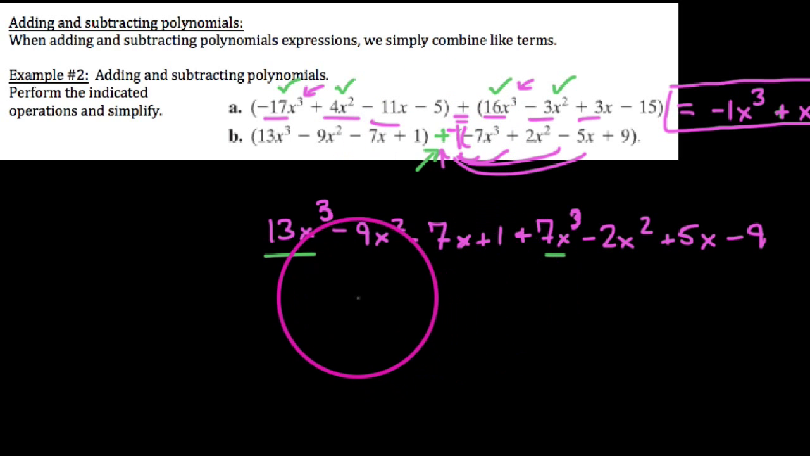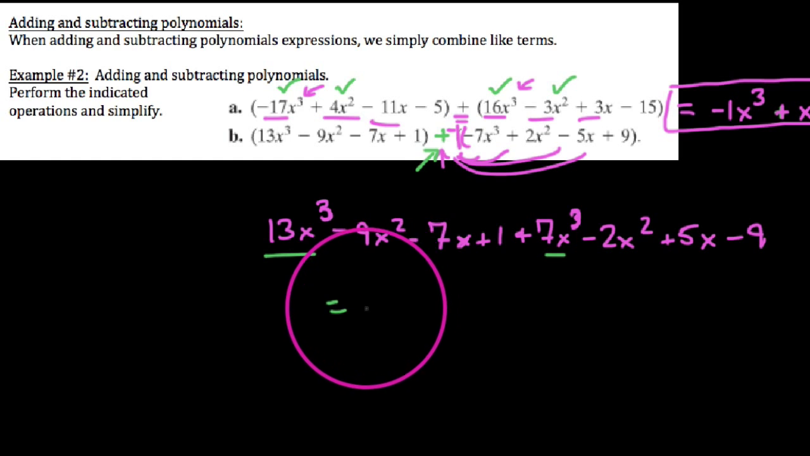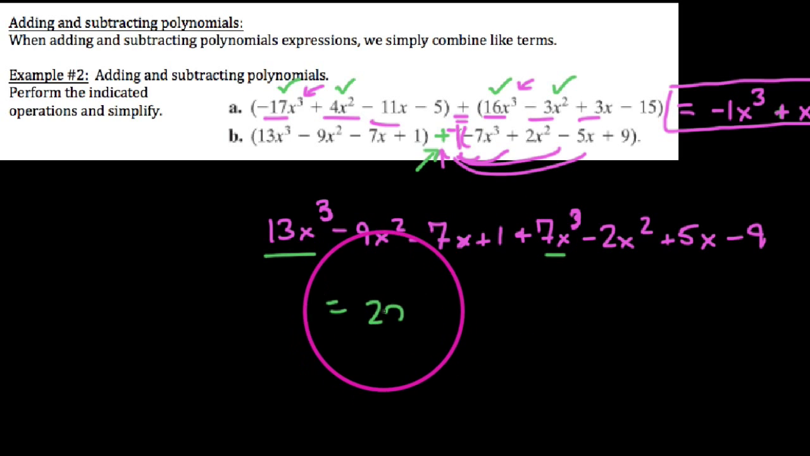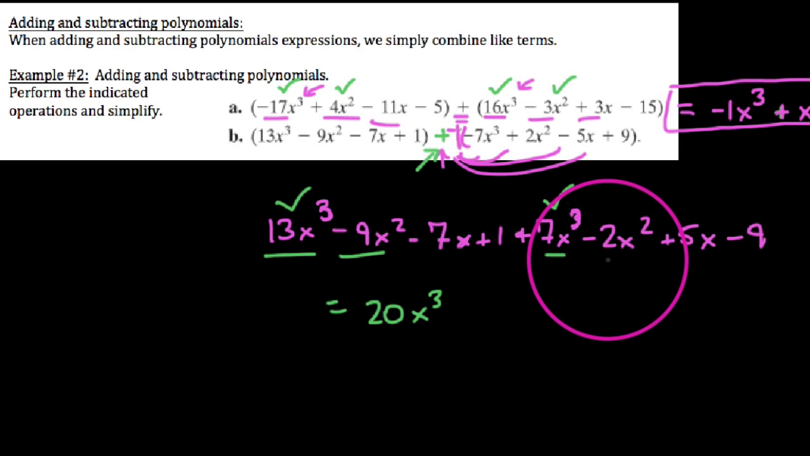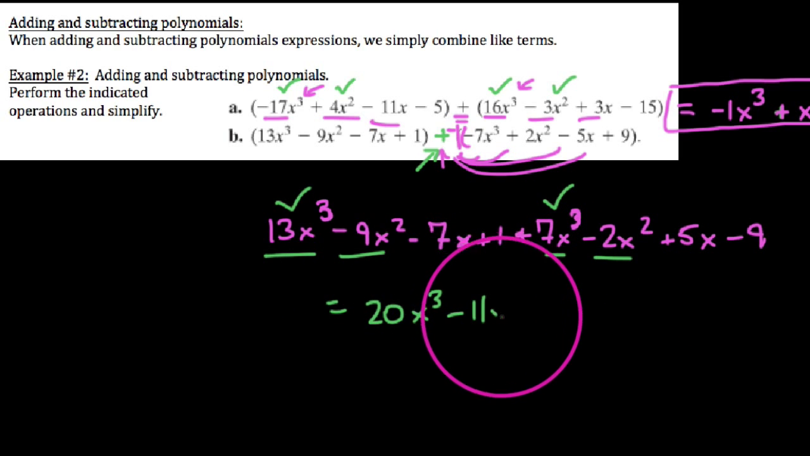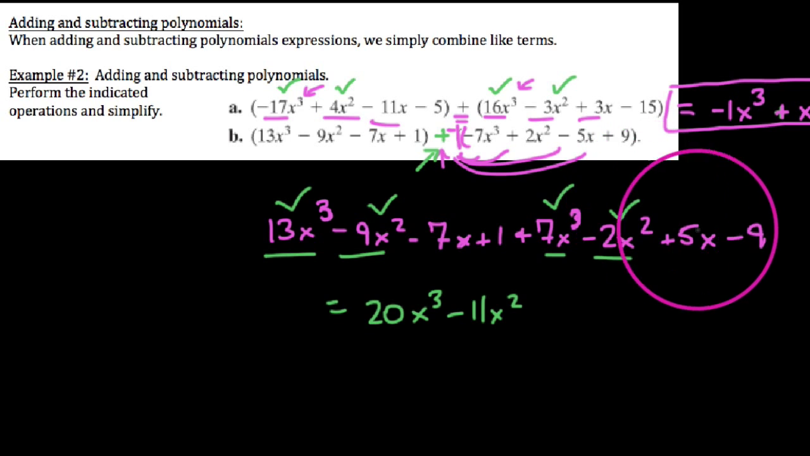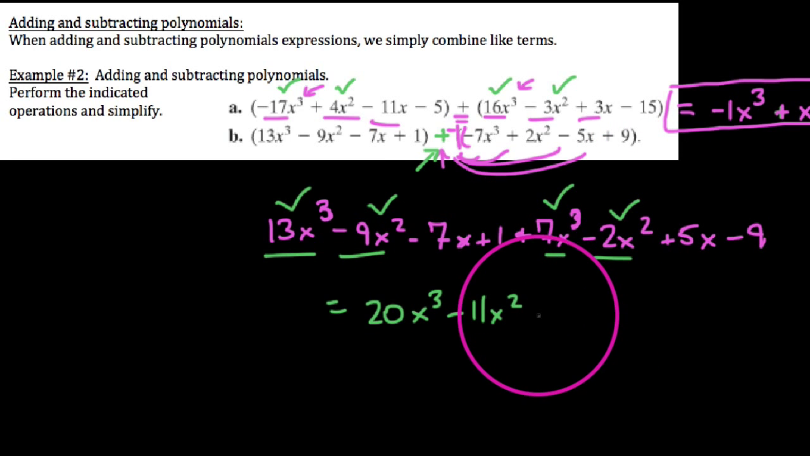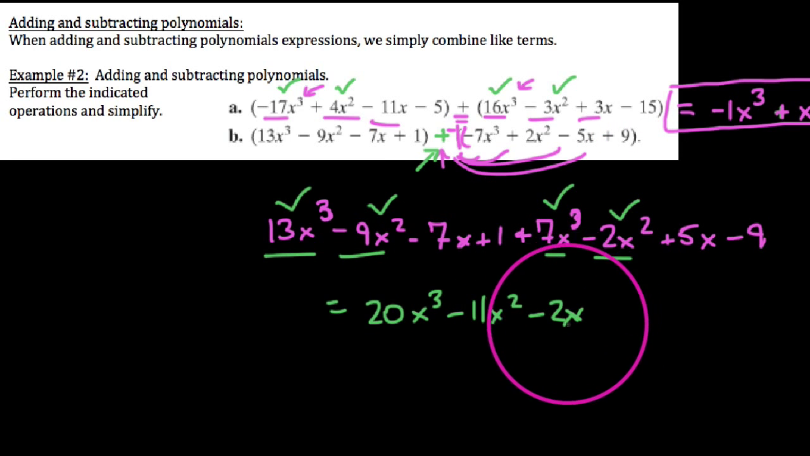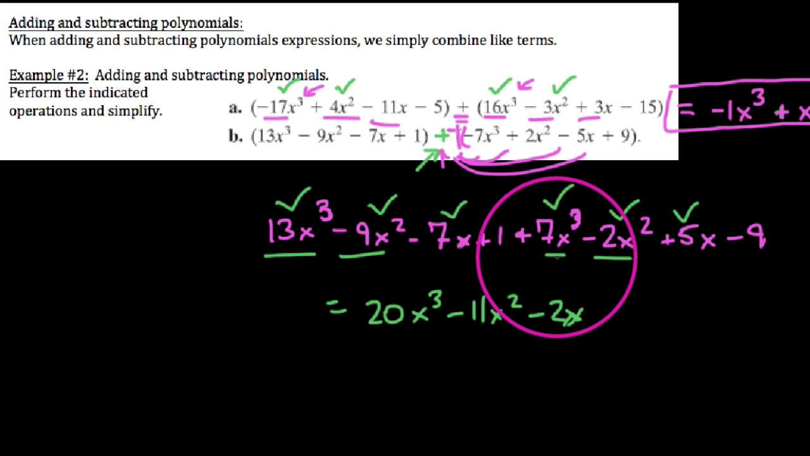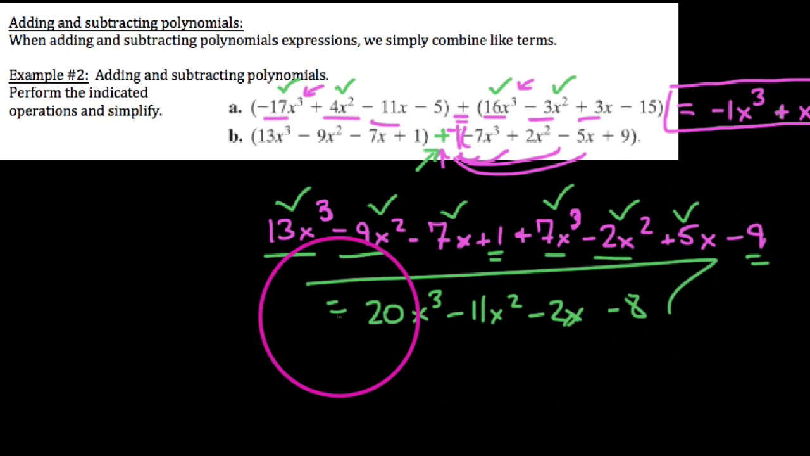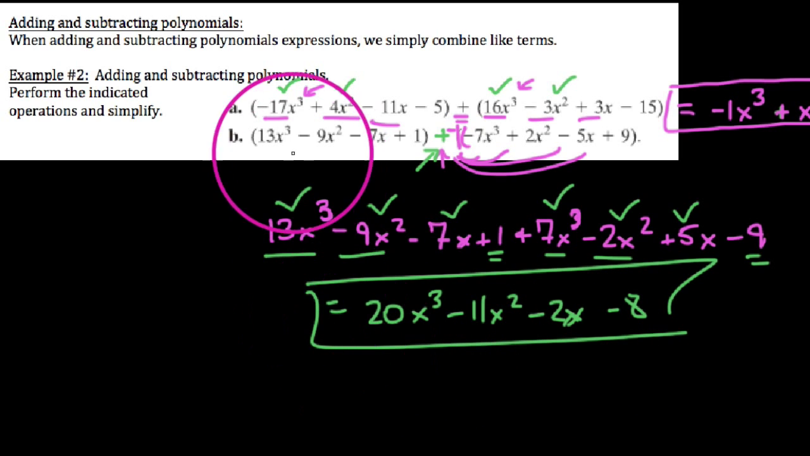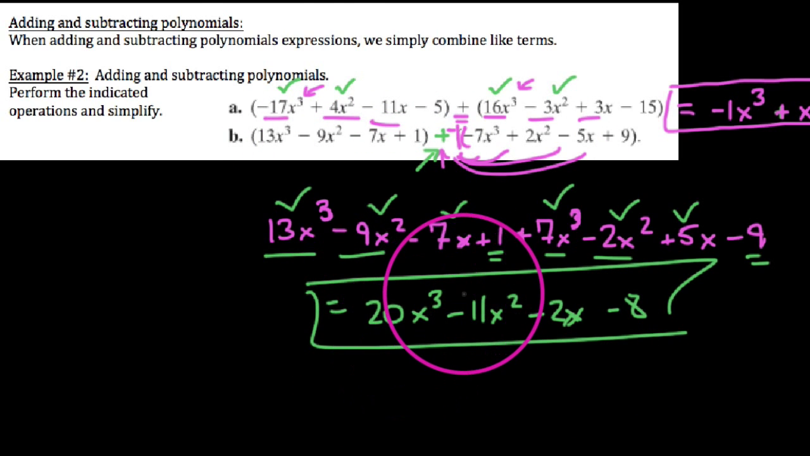So doing this with the same kind of process here, we're going to say 13x to the third, 7x to the third, that's 20x cubed. In terms of x squared, I have negative 9 here and negative 2 here. It's negative 11 total x squared. If we were to talk about our x to the first, negative 7 and a positive 5 is negative 2 when we combine those two x's to the first. And last but not least, our constants here. We have positive 1 and negative 9, which is negative 8. So this would be our polynomial difference in this case. We subtracted a third degree from a third degree and we got a third degree.